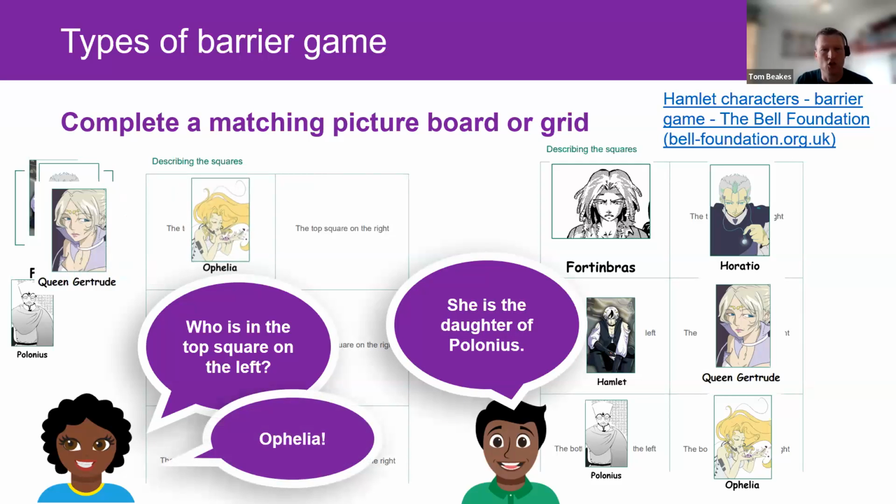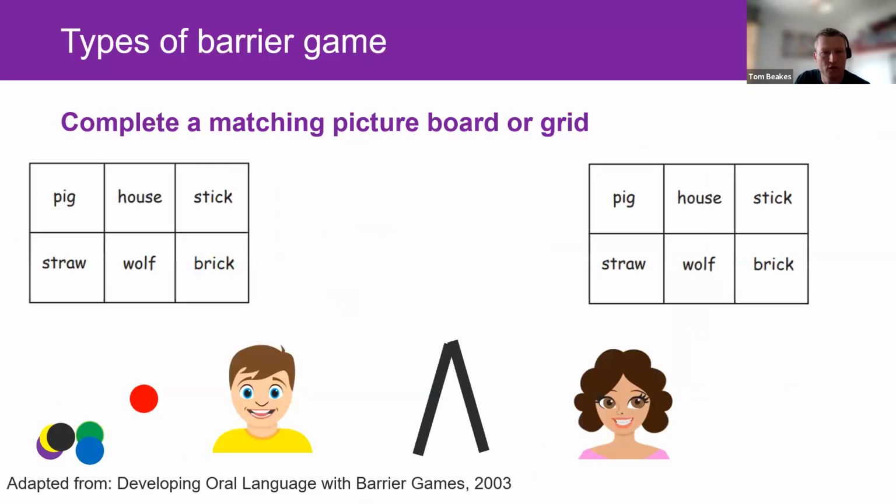So again, they're giving clues rather than saying the actual name. Usually this is a way of making it more complicated. You have to instruct the students not to use the actual names of the characters. They have to describe them another way. And afterwards, they can remove the barrier and check they have the same grid.